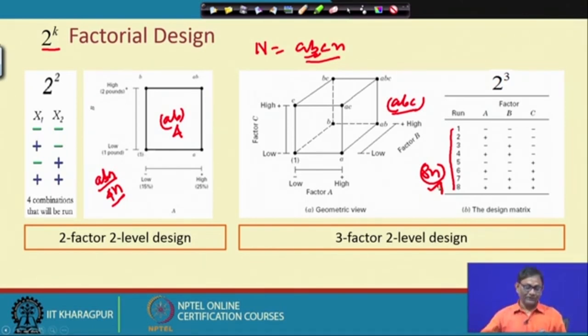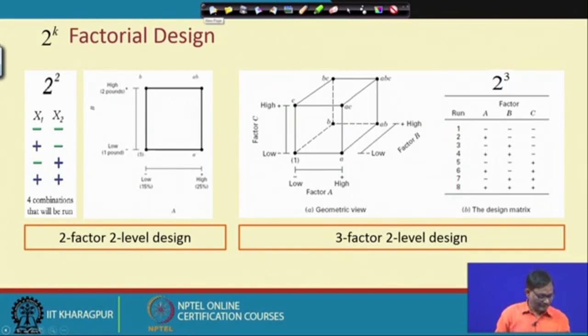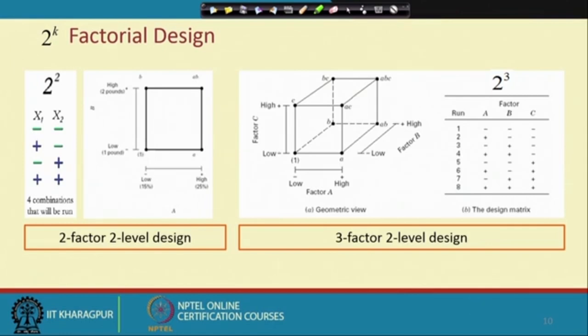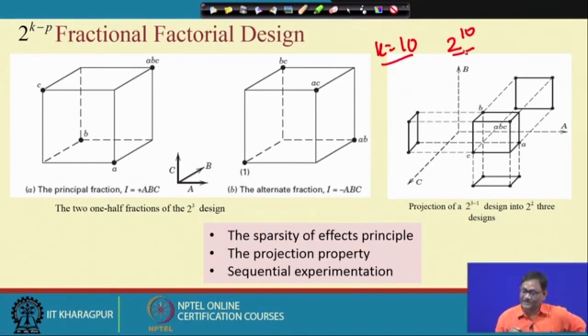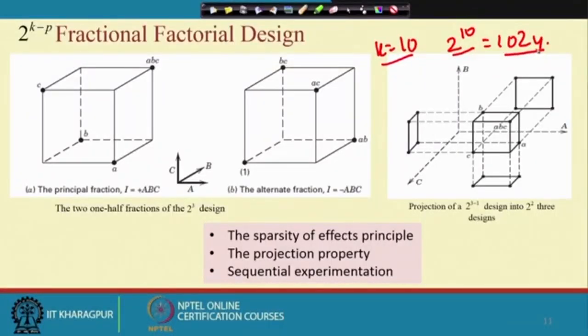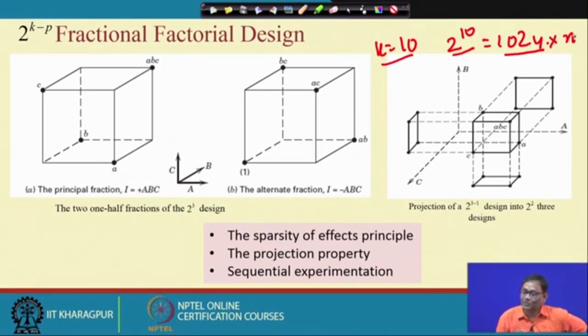Now think of a situation. Even if you go for 2 to the power k factorial design, suppose there are 10 factors, k equal to 10. What will happen? You require 2 to the power 10 distinct treatment combinations, or distinct settings, which is 1024. Now, if you choose replication n, this is 1024n, and even if you consider n equal to 2, this will be 2048. So many runs are required.